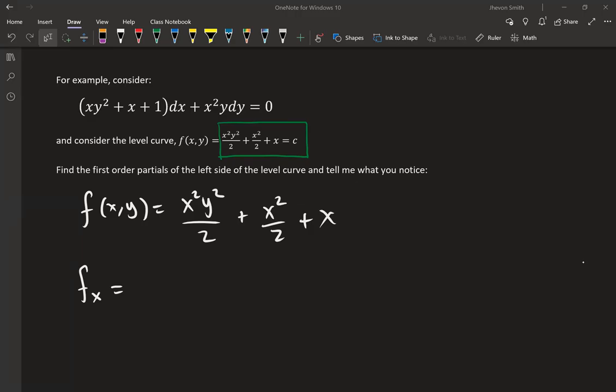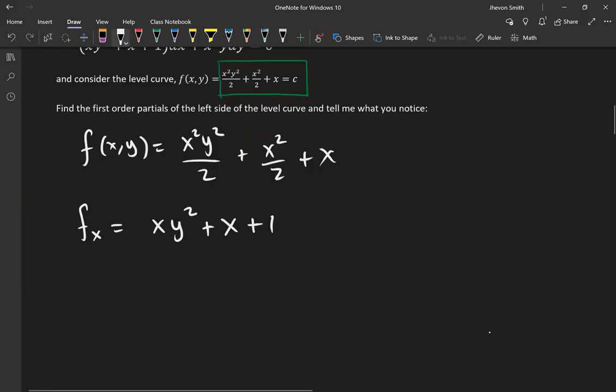All right, so 2xy squared over 2, which, you can cancel the twos, so you'll just get xy squared. And then you have plus x plus 1. What would be the partial with respect to y? Right, x squared y.